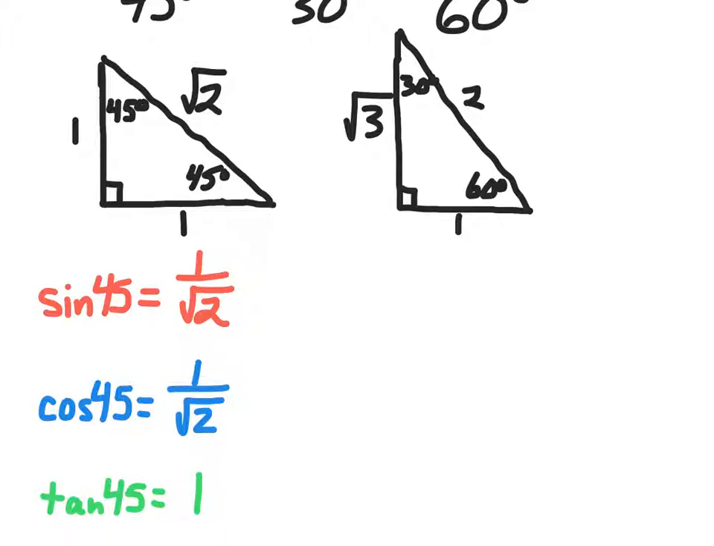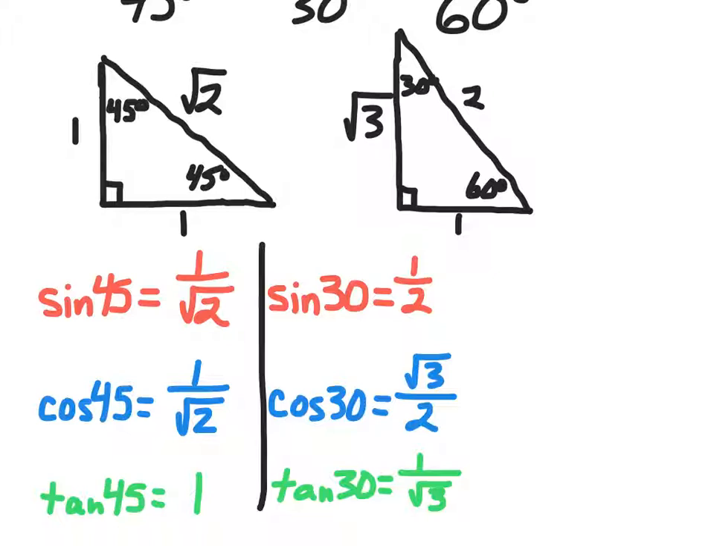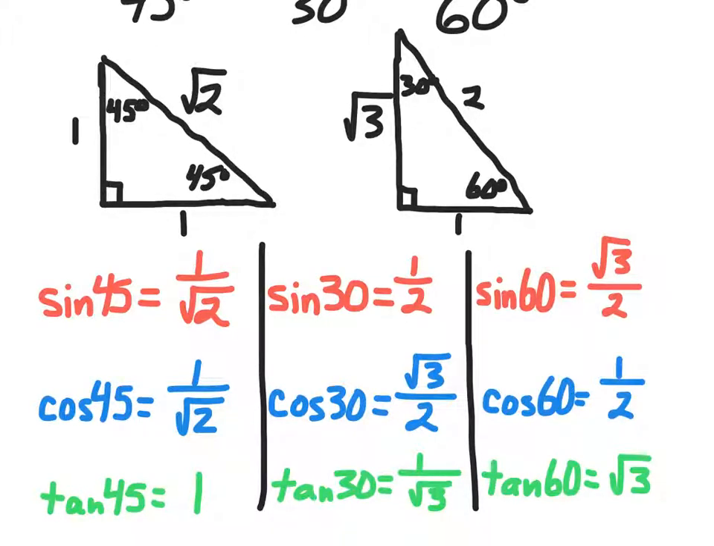I can do the same thing for my other special angles, just using the other special triangle that I drew. I can see that the sine, cosine, and tangent of 30 are these exact values. And I can use the same triangle to calculate sine, cosine, and tangent of 60 degrees. You don't have to necessarily memorize these special angles and their sine, cosine, and tangent, but if you know how to draw the diagrams of the special triangles, then you can figure them out.